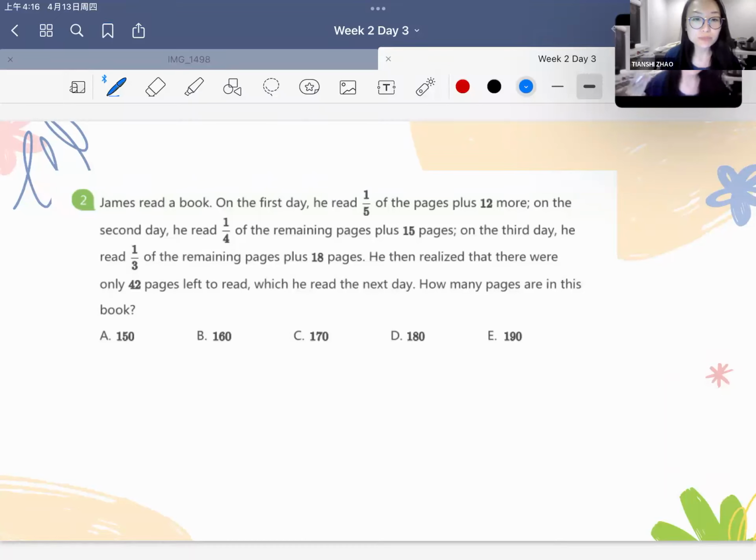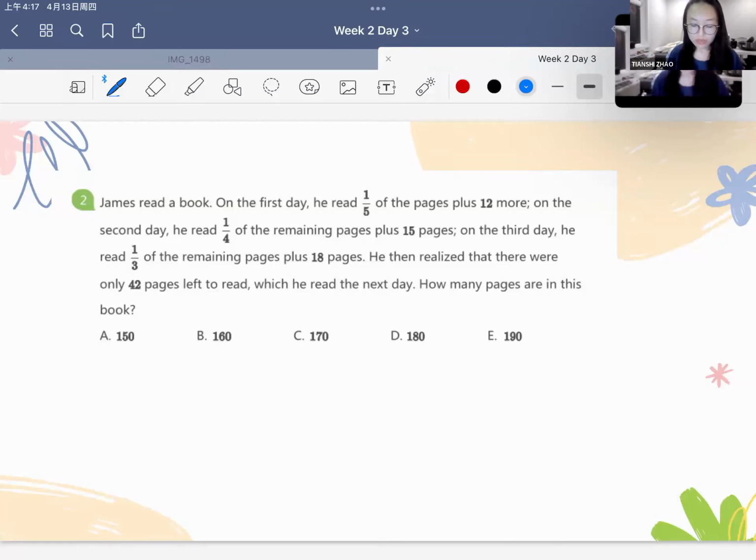James read a book, and on the first day he read 1/5 of the book, plus 12 more, and on the second day he read 1/4 of the remaining pages, plus 15 pages, and on the third day he read 1/3 of the remaining pages, plus 18 pages, and he then realized that there are only 42 pages left to read, which he read the next day. So in total, how many pages are there in this book?